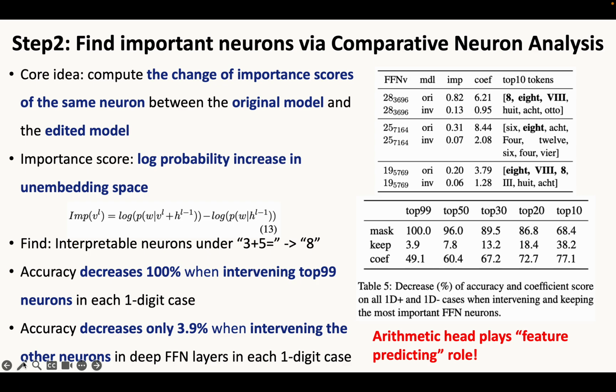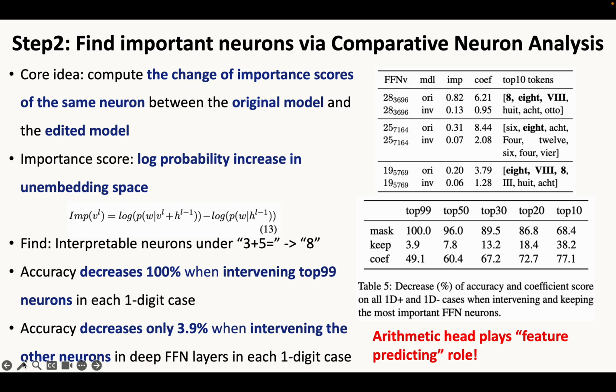We first apply this method on the case 3 plus 5 is, with the final prediction 8. The identified neurons have very good interpretability when projecting in unembedding space. Their top tokens are related to the prediction 8.